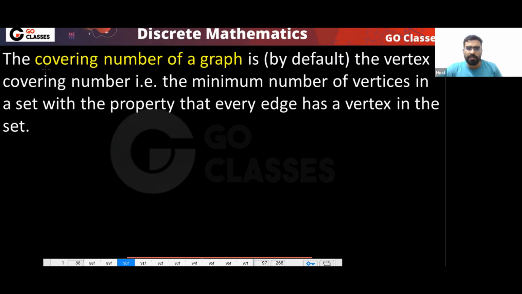Okay. So remember, by default, the covering number of a graph: if I directly say covering number, what does it mean? It means vertex covering number. So by default, if I directly say covering number of a graph, that means vertex covering number.